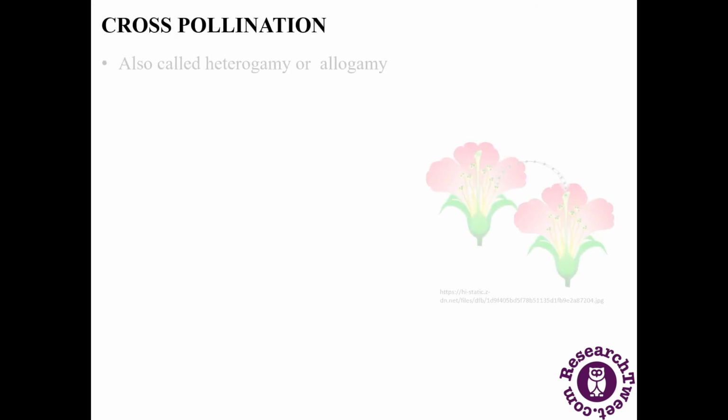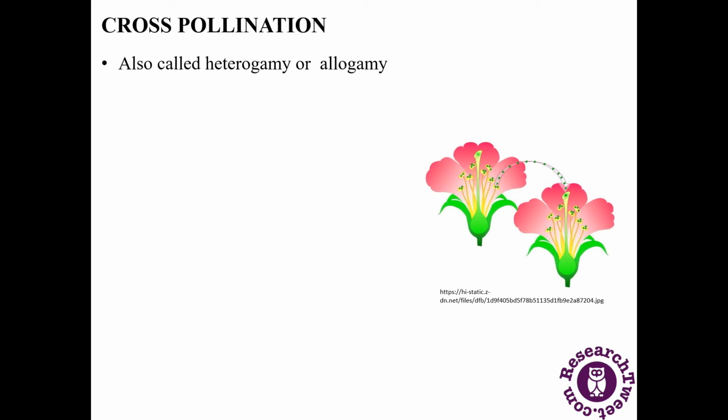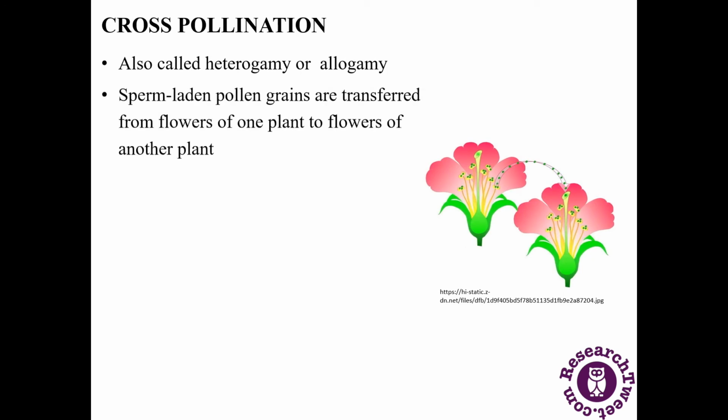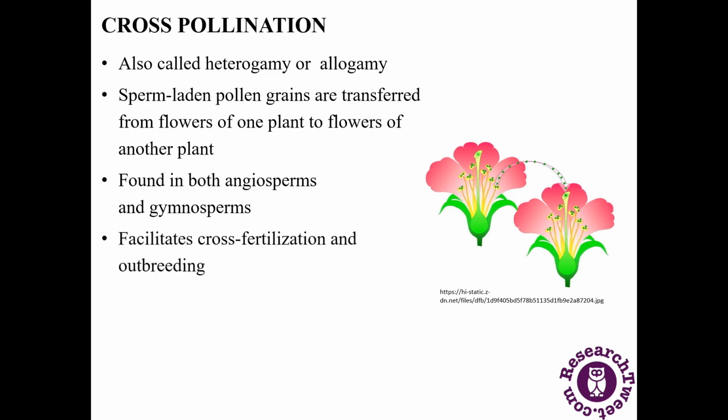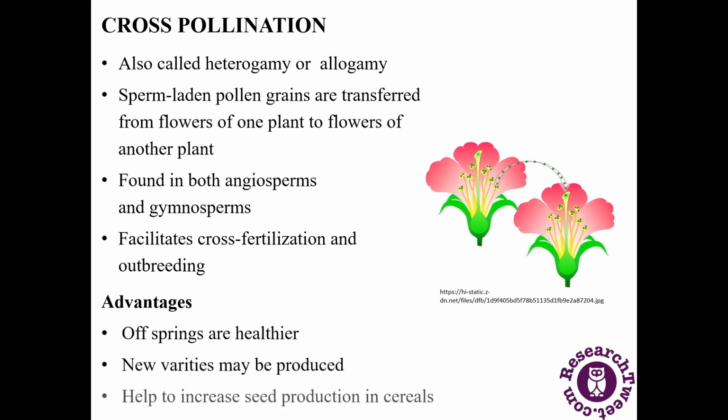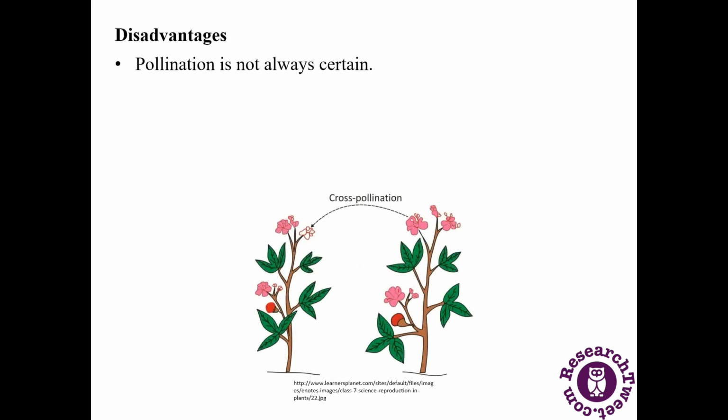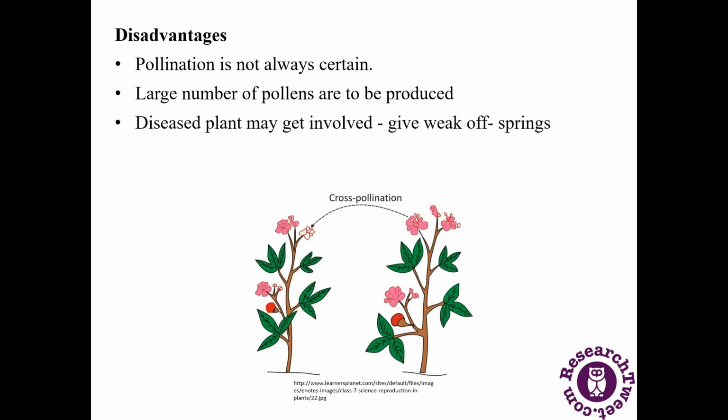Cross-pollination. Cross-pollination is also called heterogamy or allogamy. It is the type of pollination in which sperm-laden pollen grains are transferred from the flowers of one plant to the flowers of another. Cross-pollination is found in both angiosperms and gymnosperms and facilitates cross-fertilization and outbreeding. Advantages: offspring are healthier, new varieties may be produced, and it helps to increase seed production in cereals. Disadvantages: the pollination is not always certain. A large number of pollen grains must be produced to ensure chances of pollination. If in crossing a diseased plant gets involved, it will give weak offspring.